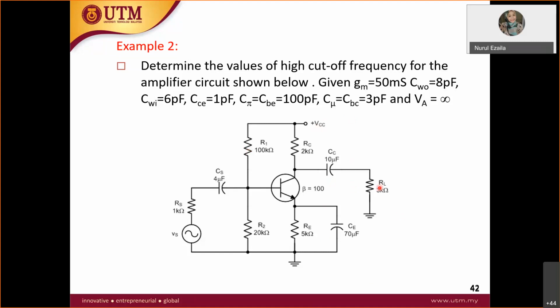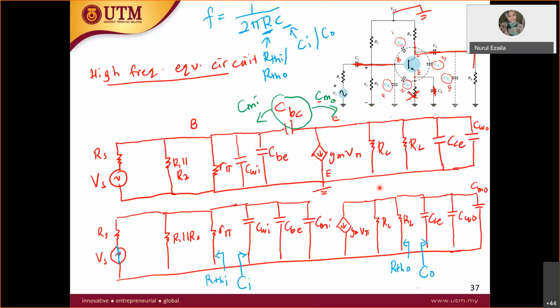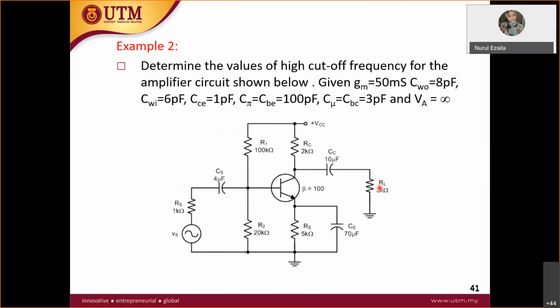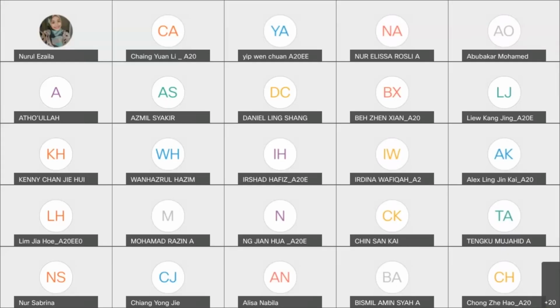So high frequency, what is it all about? Are you clear with that? Yes, clear. It is quite long, right? Until Friday, you can do it tonight or tomorrow, during your free time. If you have no question, I want to take 5 minutes before we proceed to tutorial.